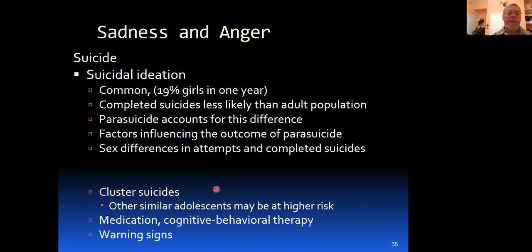And by the way, if you see anyone who is about to commit suicide or is engaged in that act, you just call 911. Okay, so don't wait around. Don't worry about what they're going to think. You need to intervene.